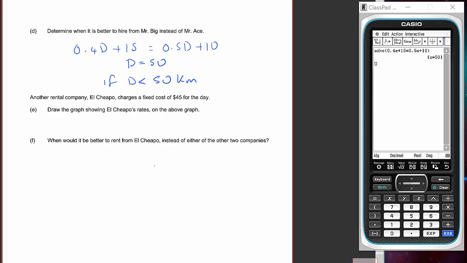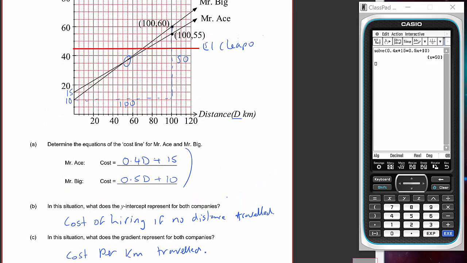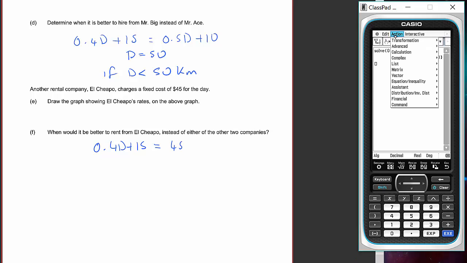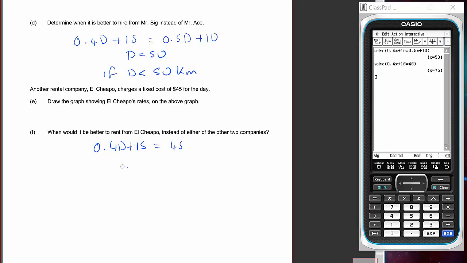When would it be better to rent from El Cheapo instead of either of the other two companies? Well, it's better as soon as your distance gets above here. So that line was for Mr. Ace, and Mr. Ace is 0.4d plus 15, and let's just put that equal to 45. So solve for that one. 0.4x plus 15 equals 45. 75. So if the distance travelled is greater than 75, it's better. It's kilometers, isn't it?